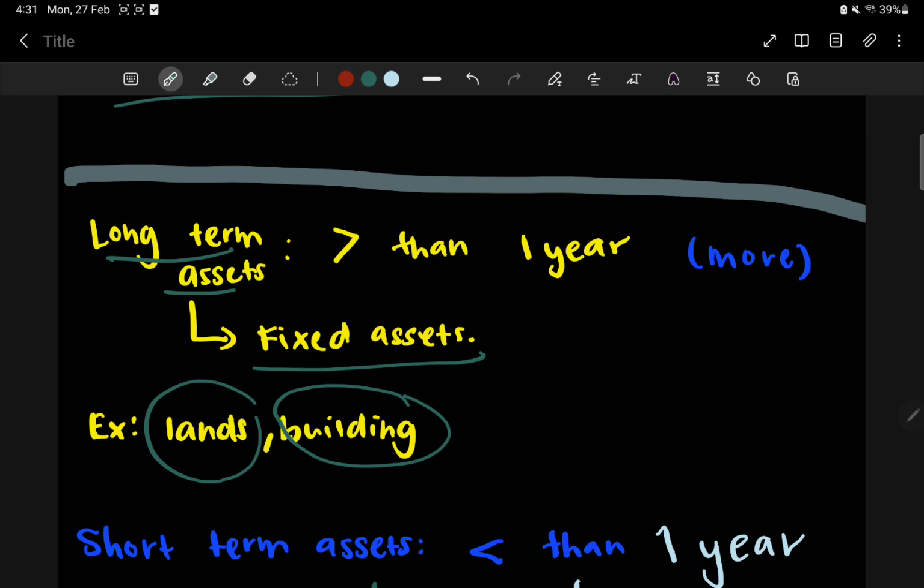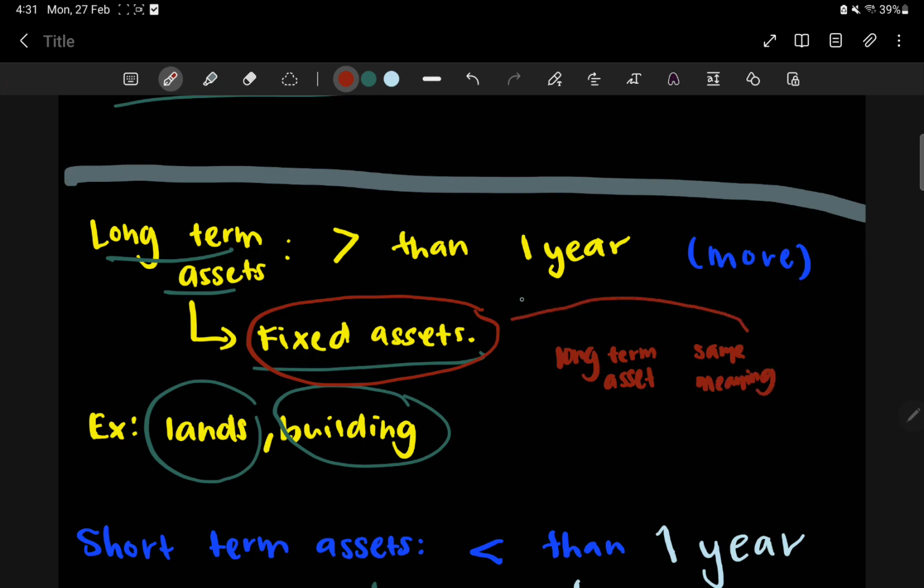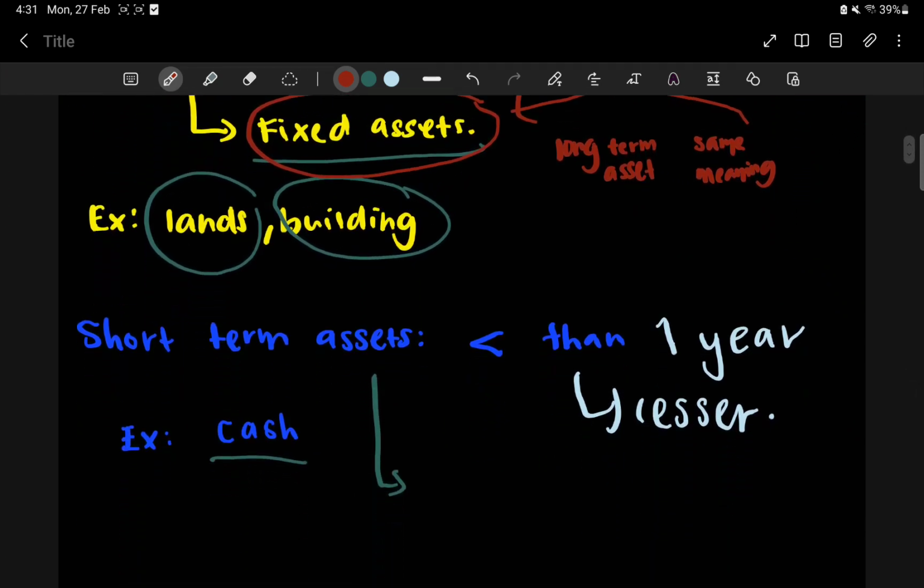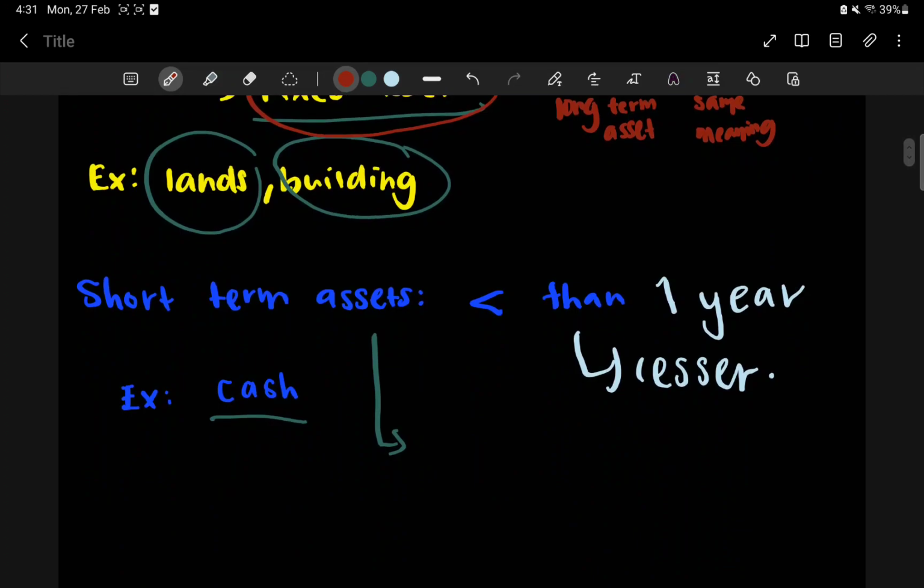Alright, and the long-term asset has the same meaning as the fixed asset. For example, we have lands and building. How about the short-term asset?